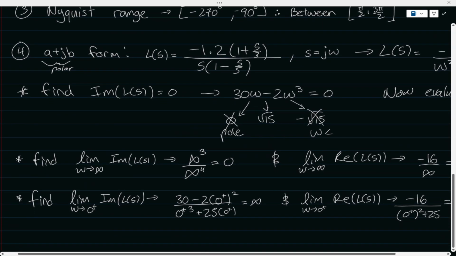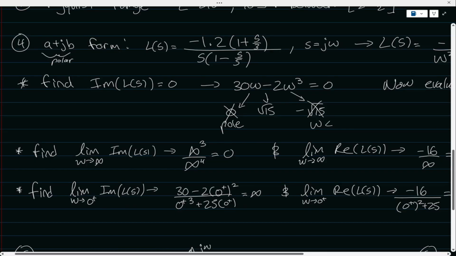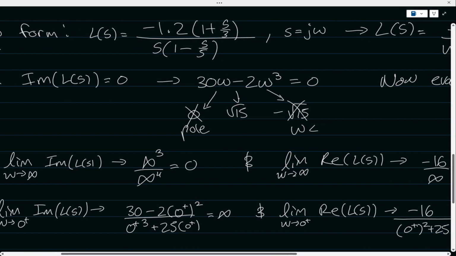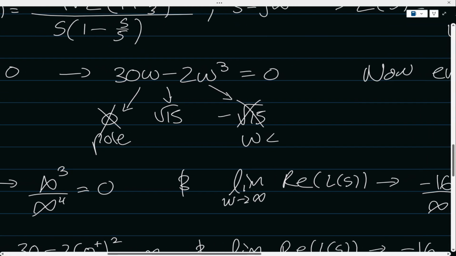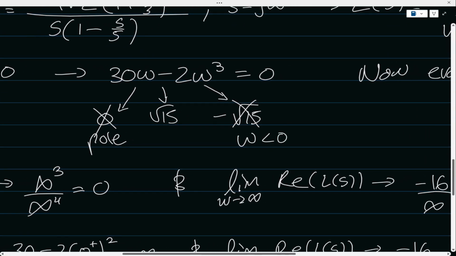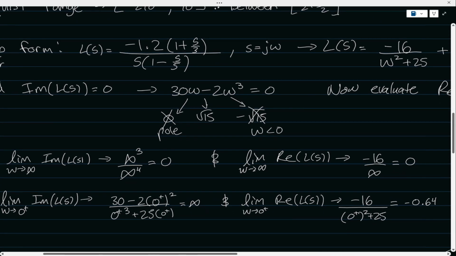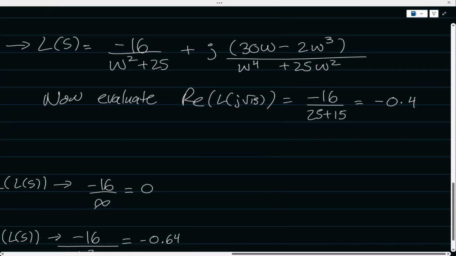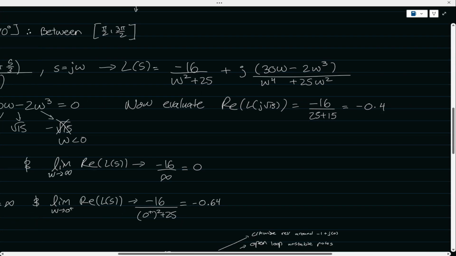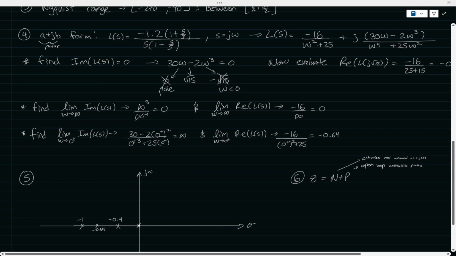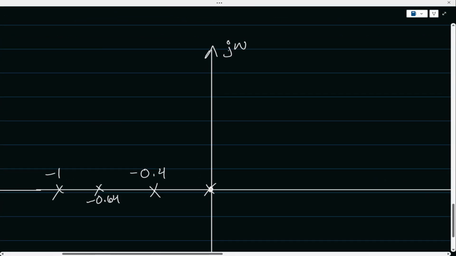The first one is you want to see when the imaginary part is 0, so you can find the intersection on the real axis. We reject the pole and the value of omega less than 0 because we can't have negative omegas. So we take the square root of 15, and we put it into the real part of the open loop transfer function, and we get negative 0.4. So this is our first point, negative 0.4 and 0. So over here, we have negative 0.4 and 0.